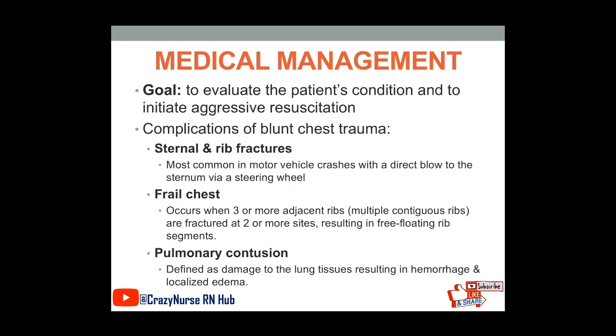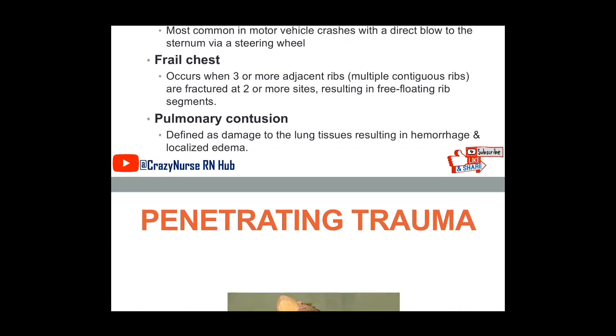We also have the flail chest. Occurs when 3 or more adjacent ribs, multiple contiguous ribs, are fractured at 2 or more sites, resulting in free-floating rib segments. Lastly, we have your pulmonary contusion. It is defined as damage to the lung tissues resulting in hemorrhage and localized edema.